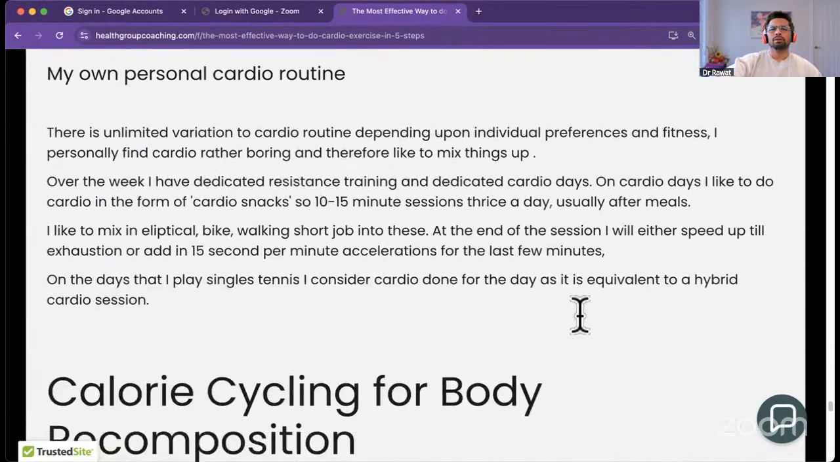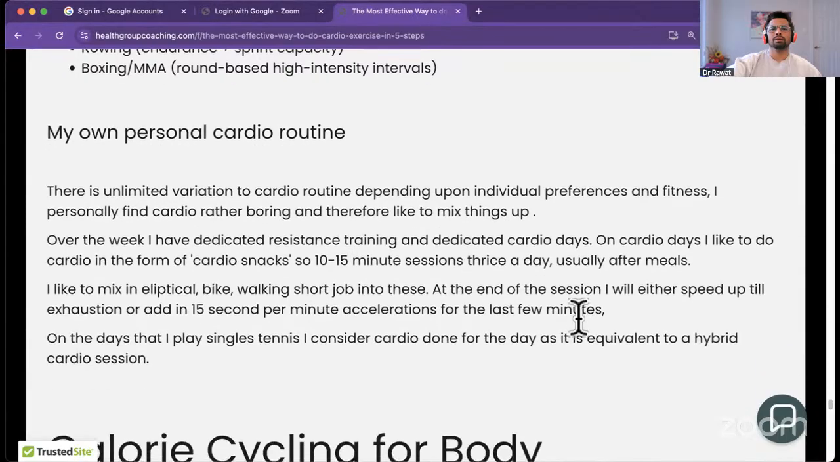My own cardio routine, I hate cardio, so what I do instead on my 3 cardio days, I will do 10-15 minutes of cardio snacks thrice a day. I use different machines, so I use an elliptical this morning, and then I use the exercise bike in the afternoon. This evening, I'll probably go for a short run around the block. It's nice weather outside.